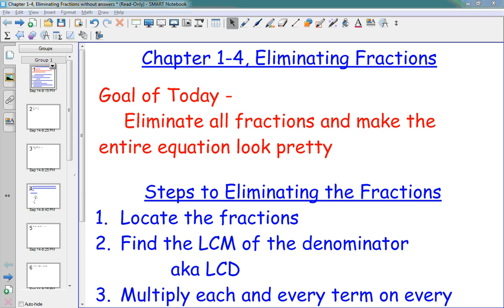We'd like that, correct? So with that said, our goal today is to eliminate all fractions and make the entire equation look absolutely beautiful with all whole numbers. Now, the numbers are going to be larger. They're not going to be nice and small numbers like we would like, but would you prefer larger numbers or fractions? Larger numbers, correct? So, steps to doing this.